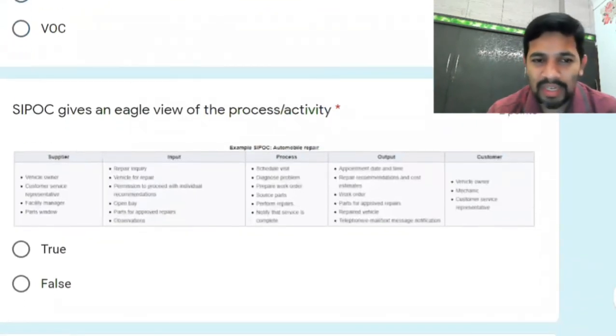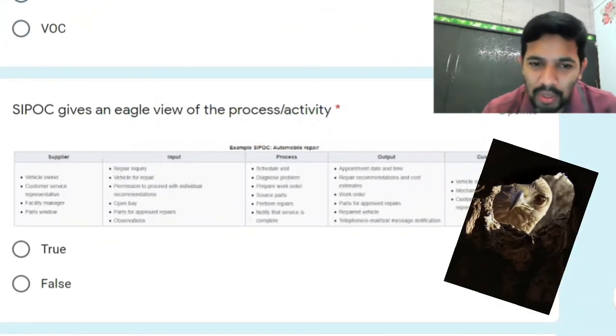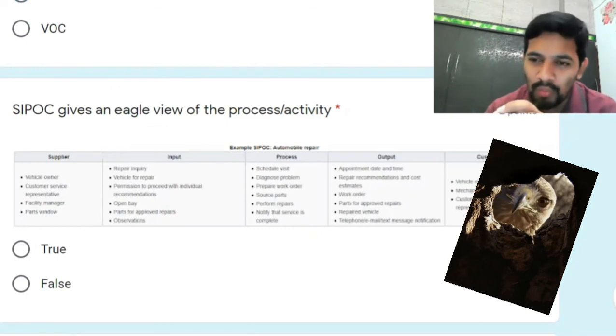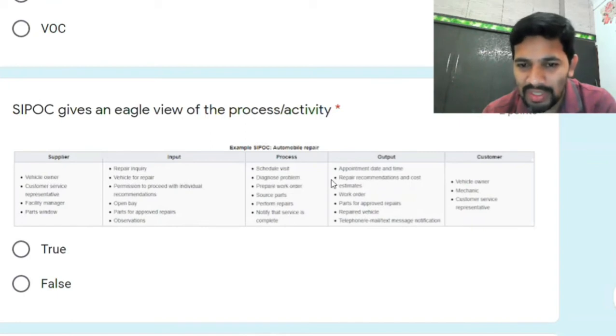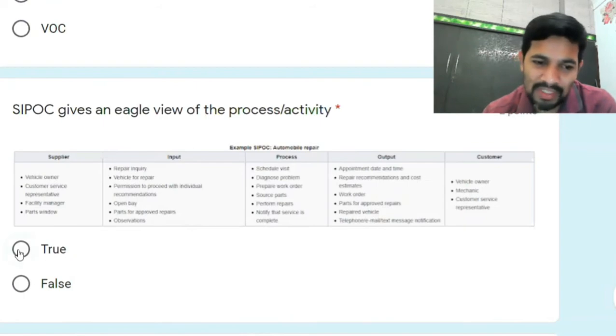Okay, this has also been taken from Wikipedia. SIPOC gives an overview, or eagle view, of the process activity. They have given an example. For example, supplier vehicle owner, repair inquiry, that is input, process is scheduled visit, output is appointment date and time, a vehicle owner, and then it goes on and on. So anyway, I will give this link. You can take a read on that. Automobile repair.